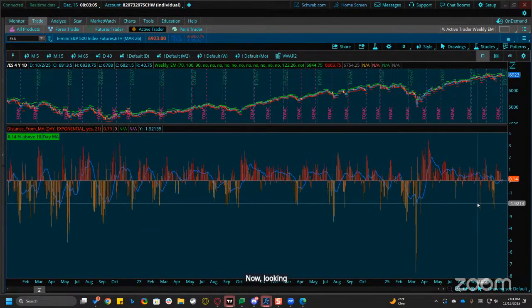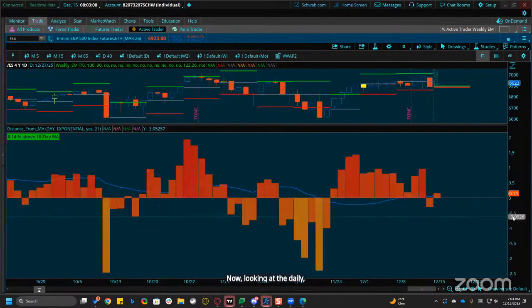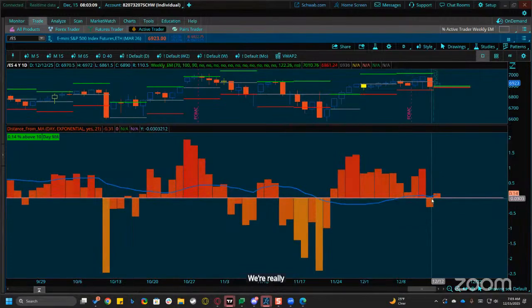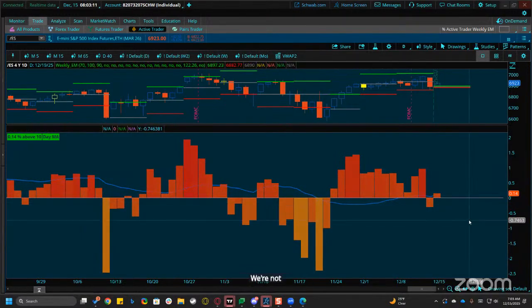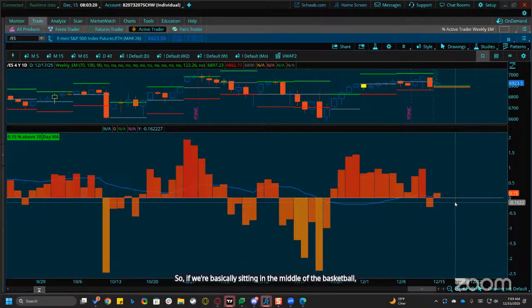Now, looking at the daily, we're basically flat. We're really close to the 10-day. We're not sitting on it, but we might as well be. So we're basically sitting in the middle of the basketball court. We could go either direction. We could move 1.5% higher or 1.5% lower, and we still wouldn't be overbought. That would just be a regular move, nothing to it, right?